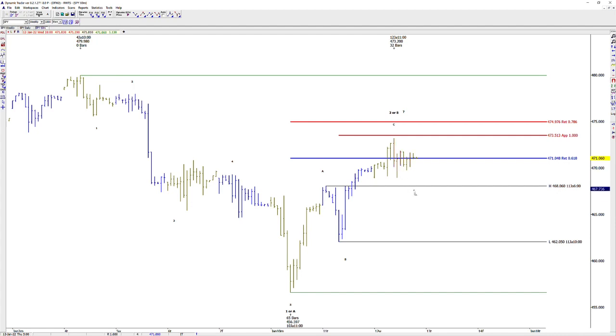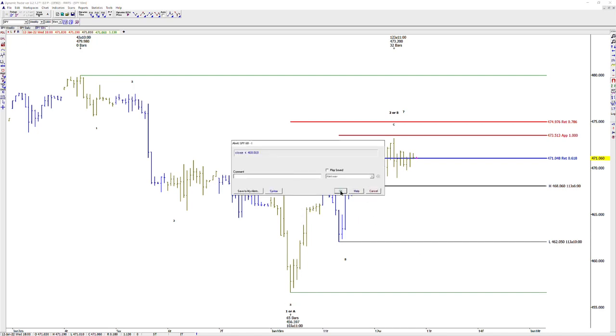What I do is I set this as a price alert. Let me just do that right now. Make it a price alert. And there we go. Put OK.